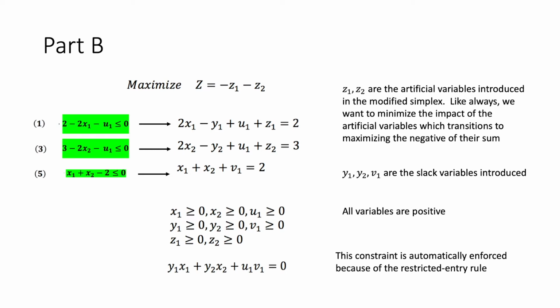What's also interesting to note is that by doing it this way, there is an extra constraint that is automatically enforced due to the restricted entry rule at the very bottom of the screen, which is y1 times x1, y2 times x2, and u1 times v1; the sum of all 3 of these terms is equal to 0.